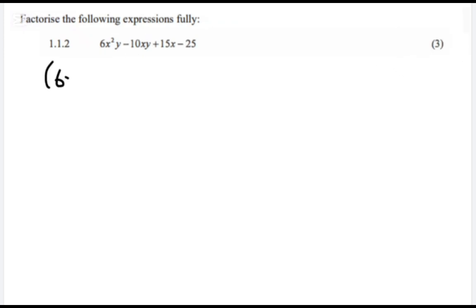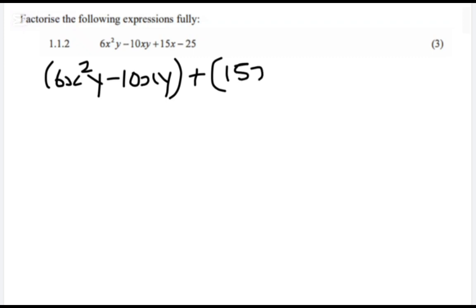We're going to have 6x squared y minus 10xy, close brackets, plus 15x minus 25. And would you believe me if I tell you that you already have 1 mark if you have grouped this for this question?